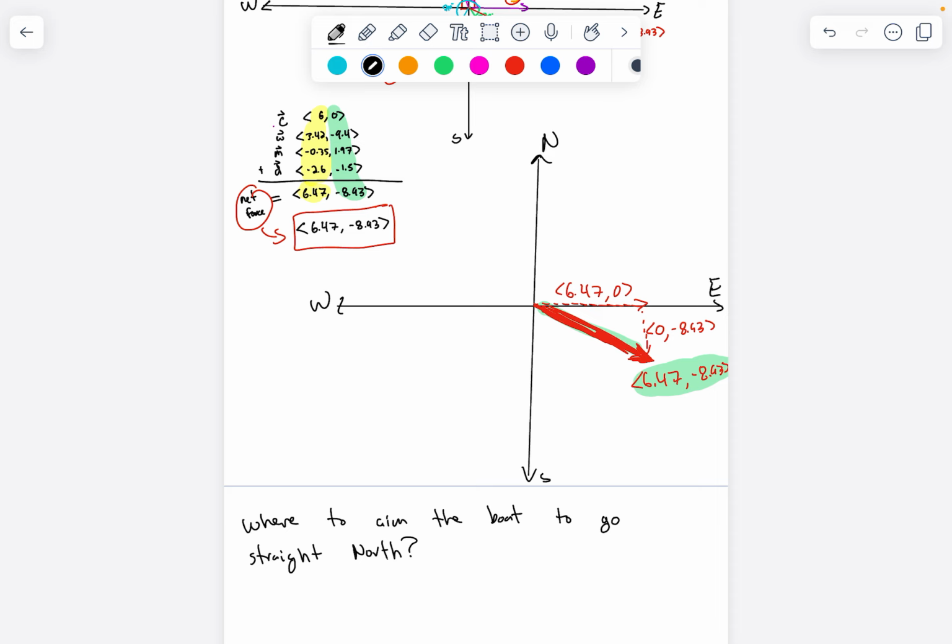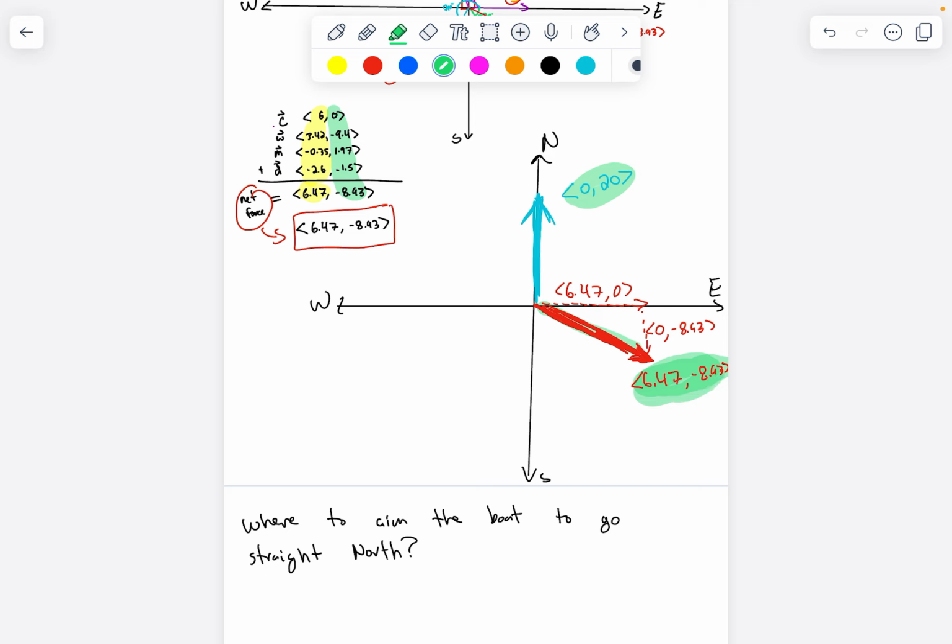Okay, say I aim the boat straight south. Well, this vector is going southeast, so clearly we're not going straight north. So probably stands to reason I should try to aim to the north. If I aim straight north, then I'll have a vector 0, 20. But remember, what we're doing here is finding the net effect of the boat. Is this 0, 20 plus this 6.7, negative 8.3.